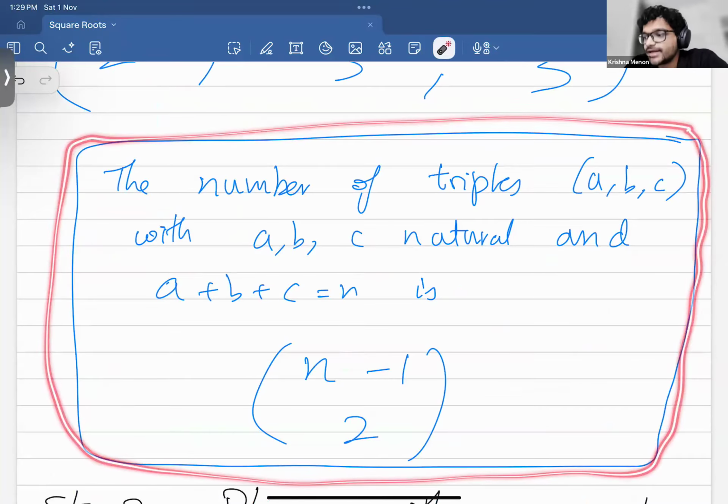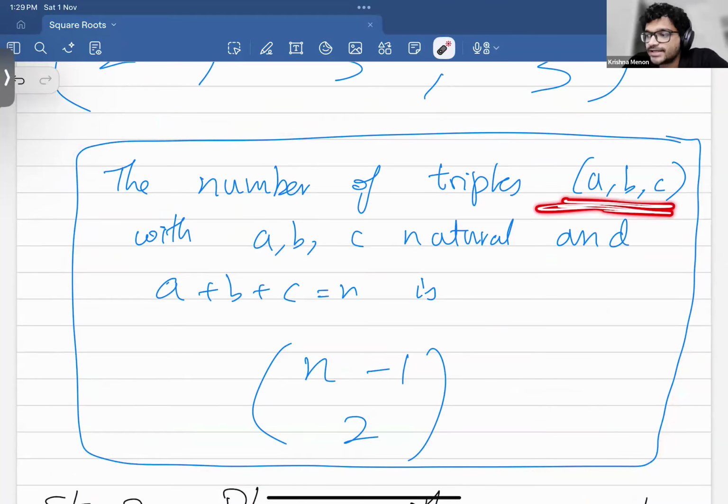Okay. And then the next question is, of course, once you understand these triples, try to do it for quadruples. And if you have the time, try to generalize it to 5 numbers, 6 numbers, and so on. Okay. With that, we will stop for today.